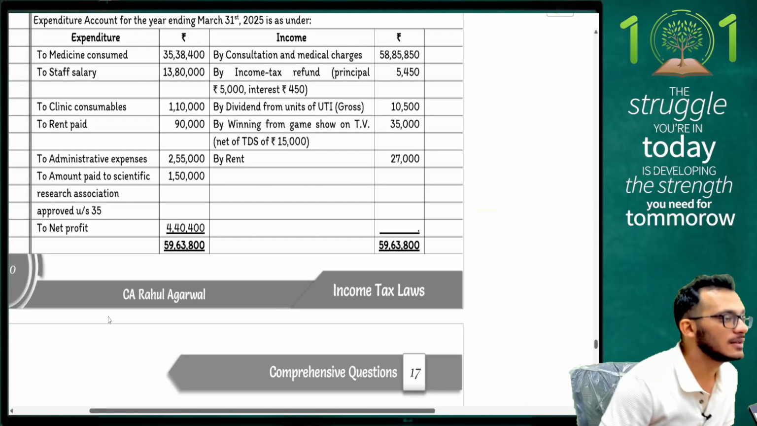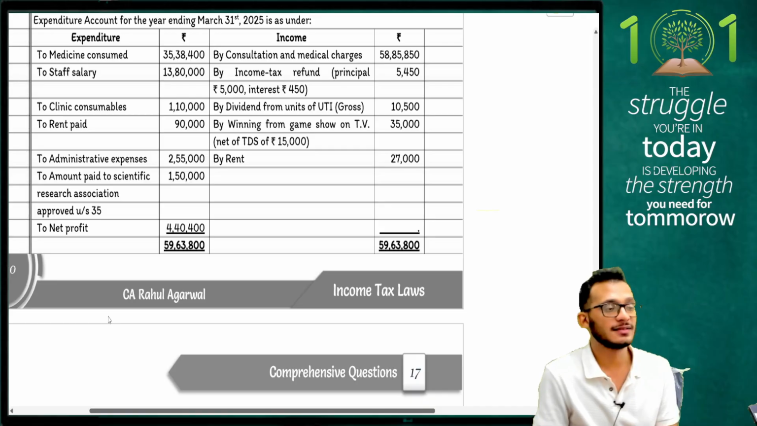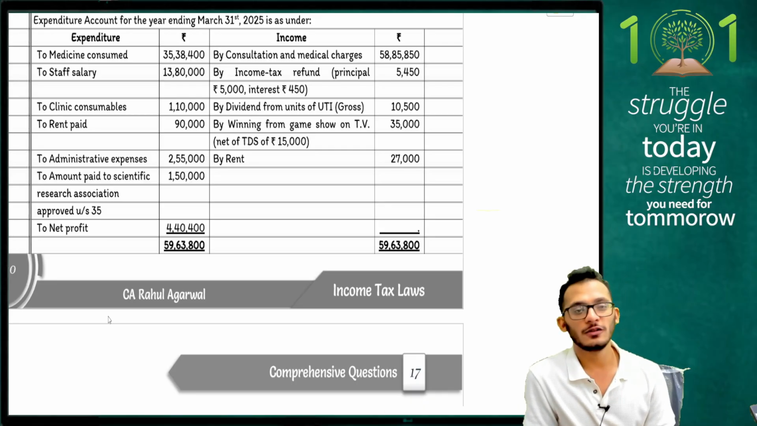Good. We're going to start with the comprehensive questions. First compulsory question. See if you're able to crack it. Yes. Now, a couple of rules when you look at these kinds of questions.